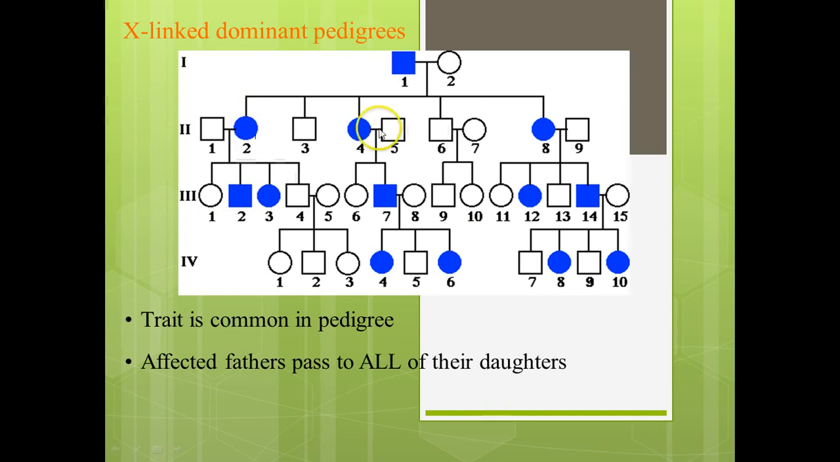Fathers will pass it to all of their daughters because if it's on the X chromosome and it's a dominant trait, the daughters have to get that X from their dad. They would also get an X from their mom, but their mom could have two possible choices to give them. So if the X chromosome from their father carries this dominant trait, it wouldn't matter what X their mother gave them. If it's on the X from their father and it's dominant, then it would show up in all the females. Males and females are equally likely to be affected.